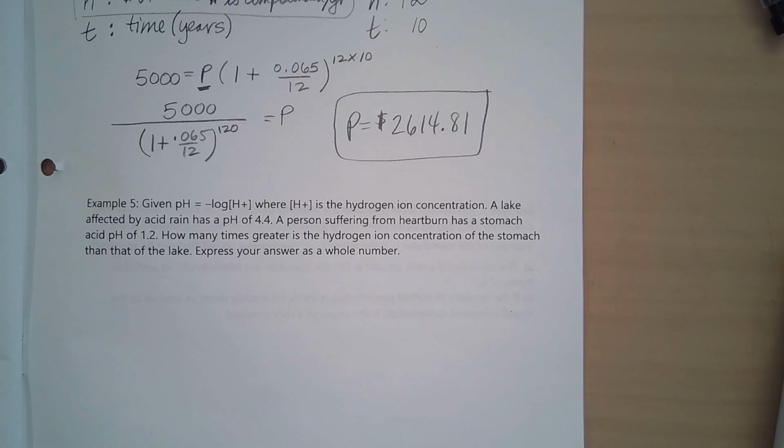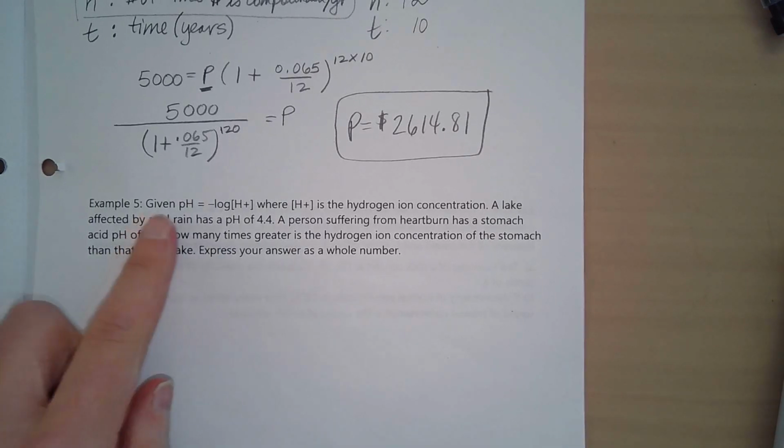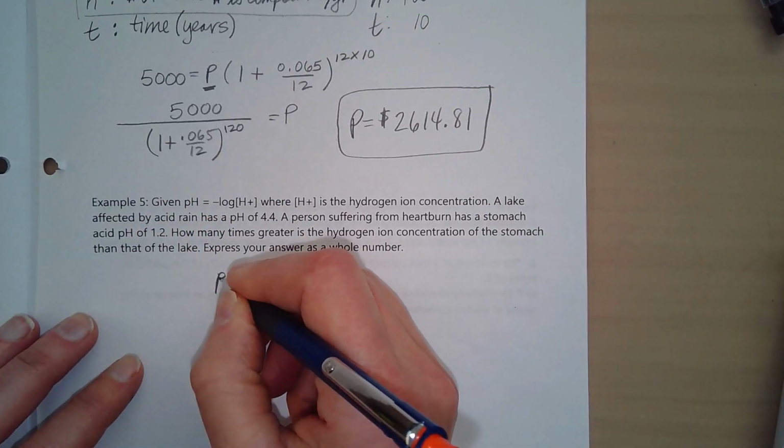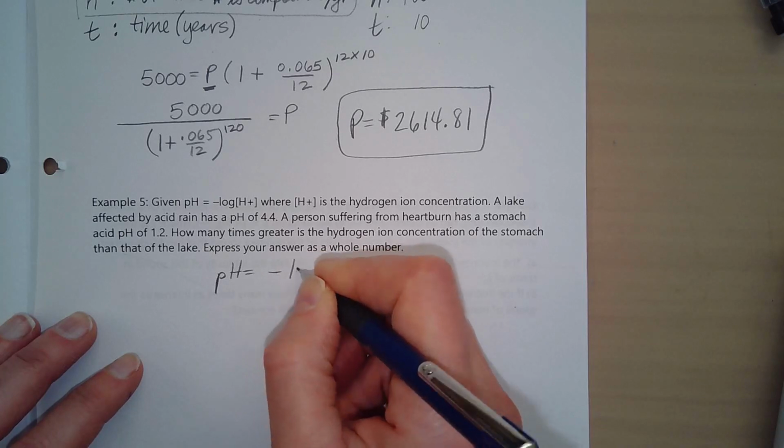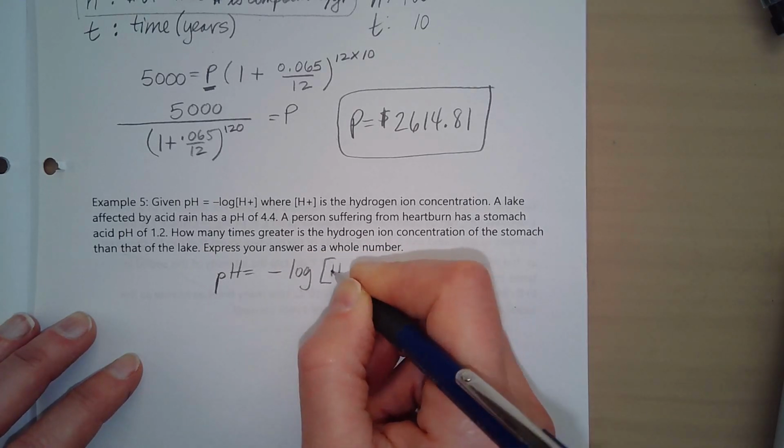A lake affected by acid rain has a pH of 4.4. A person suffering from heartburn has a stomach acid pH of 1.2. How many times greater is the hydrogen ion concentration of the stomach than of the lake? Express your answer as a whole number. Okay, let's step back a sec. So pH is just how much hydrogen is in a substance, basically, right? They've given us the formula on how to calculate pH. I'm just going to record it again here, just so I have it in front of me.